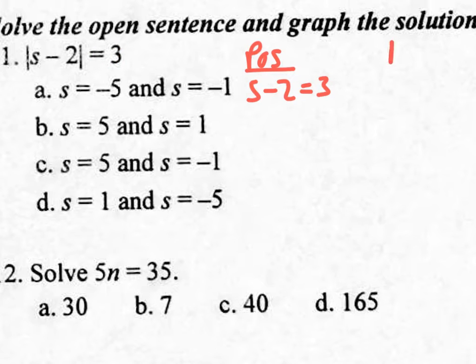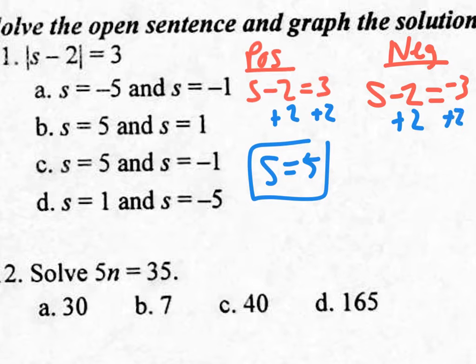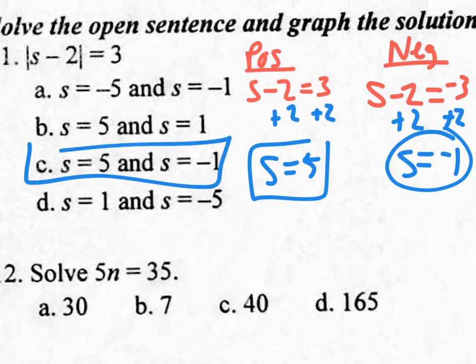So for the negative situation, you're also going to have s minus 2. Flip the equal sign, it still says equal, but you're going to have a minus 3 over here, so it's going to be a negative 3. Now when you solve both, you're going to have plus 2, s equals 5. And plus 2, s equals negative 1. So 5 and negative 1 are your answers. C.